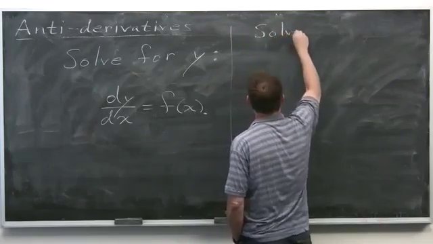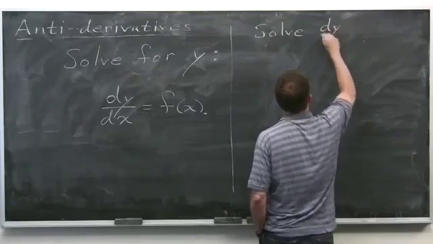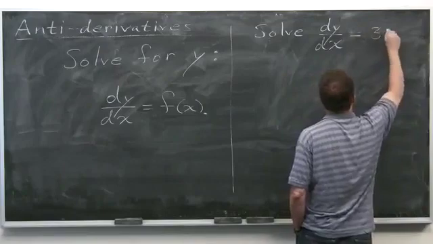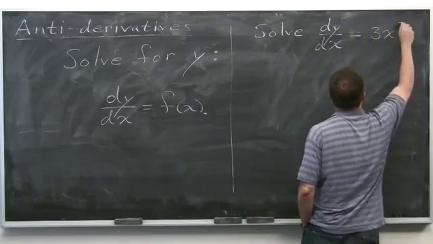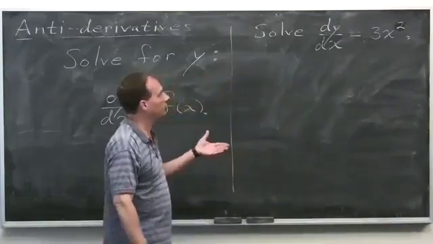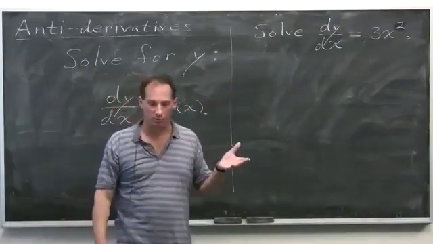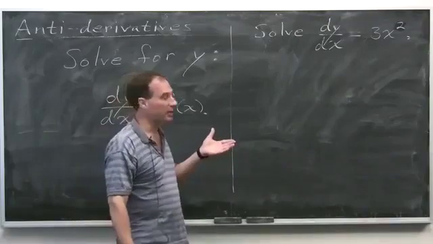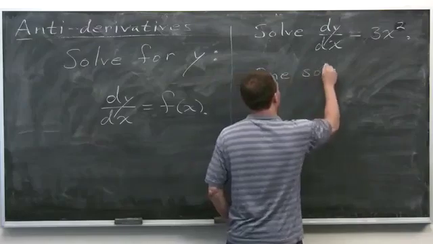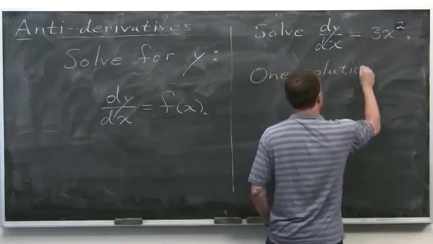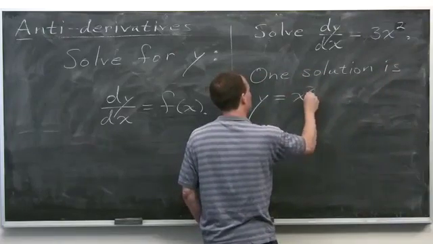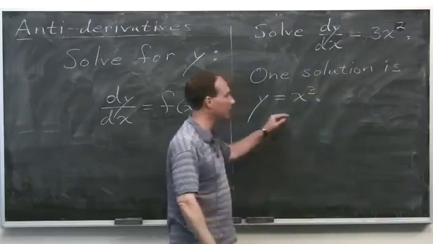Solve dy dx equals 3x squared. Well, how do you do this? Hopefully, you can quickly think of a function whose derivative is 3x squared, namely x cubed. One solution is y equals x cubed. Because if y is x cubed, its derivative is certainly 3x squared.